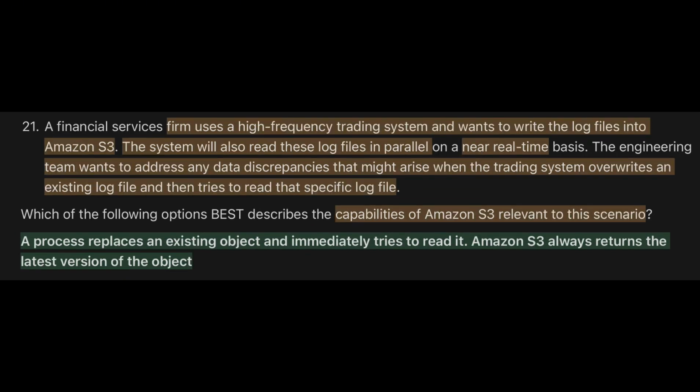Now let's say a firm uses a high-frequency trading system and wants to write log files into Amazon S3, and the system will also read these log files in parallel near real time. The team wants to address any data discrepancies that might arise when the trading system overrides an existing log file and then tries to read that specific log file. So the capability of Amazon S3 relevant to this scenario is that when a process replaces an existing object and immediately tries to read it, Amazon S3 will always return the latest version of the object.